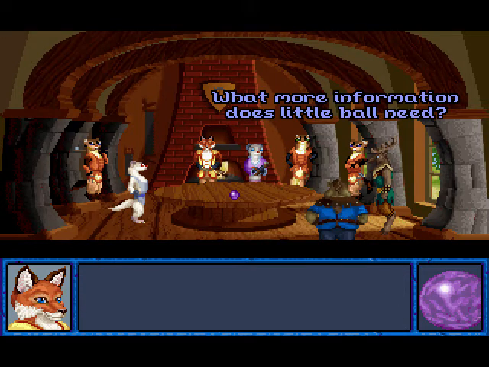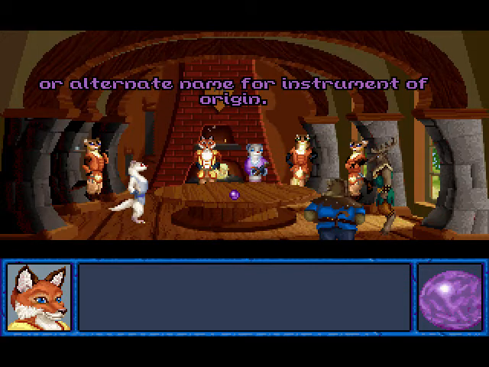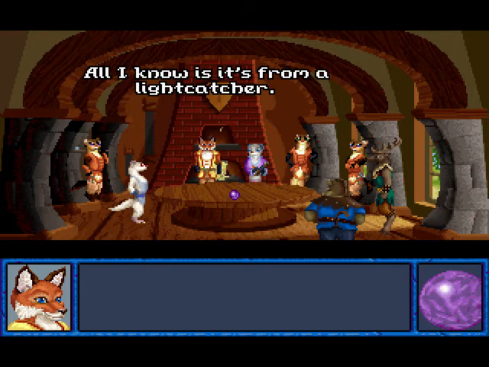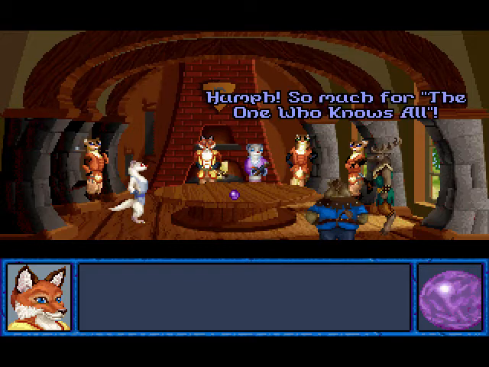What more information does Little Ball need? Unit requires proper identification of glass apparatus, or alternate name for instrument of origin. All I know is it's from a light catcher. There is no reference in memory files to the term light catcher. So much for the one who knows all.